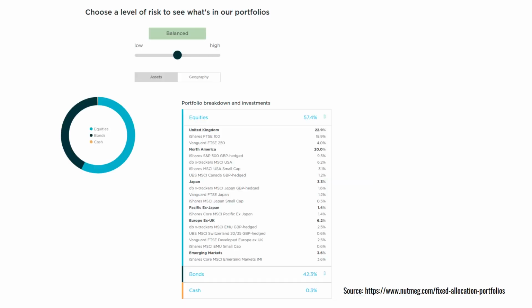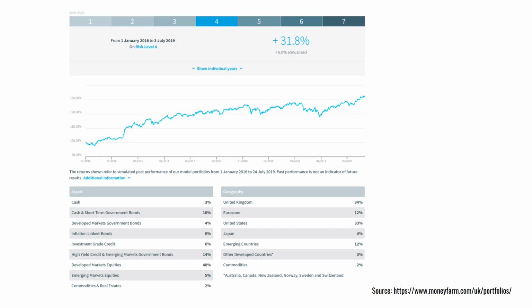But if you want something with a bit more finesse in terms of regional allocations, then one way to get inspiration is to look at Robo funds. So for example, Nutmeg publishes these fixed allocation portfolios, and you can see the individual ETF allocations for that portfolio. This is the breakdown of their equity component. And other Robo funds do the same thing.